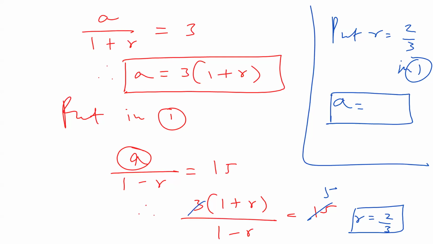What is A? A is 5. Correct? Okay. Yes. So T1 is equal to A is equal to 5. T2 is equal to A into R, 5 into 2 by 3 because R is 2 by 3. Sorry.